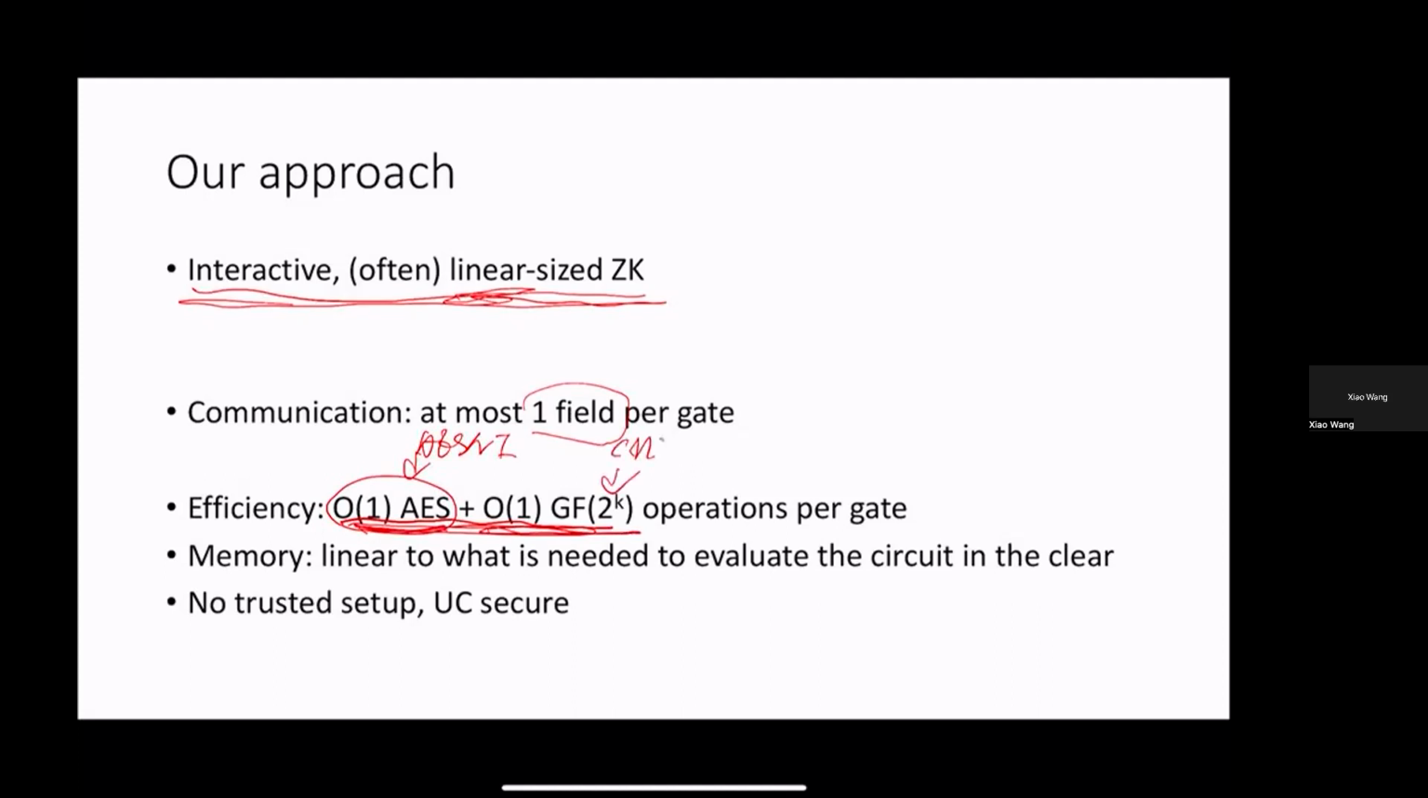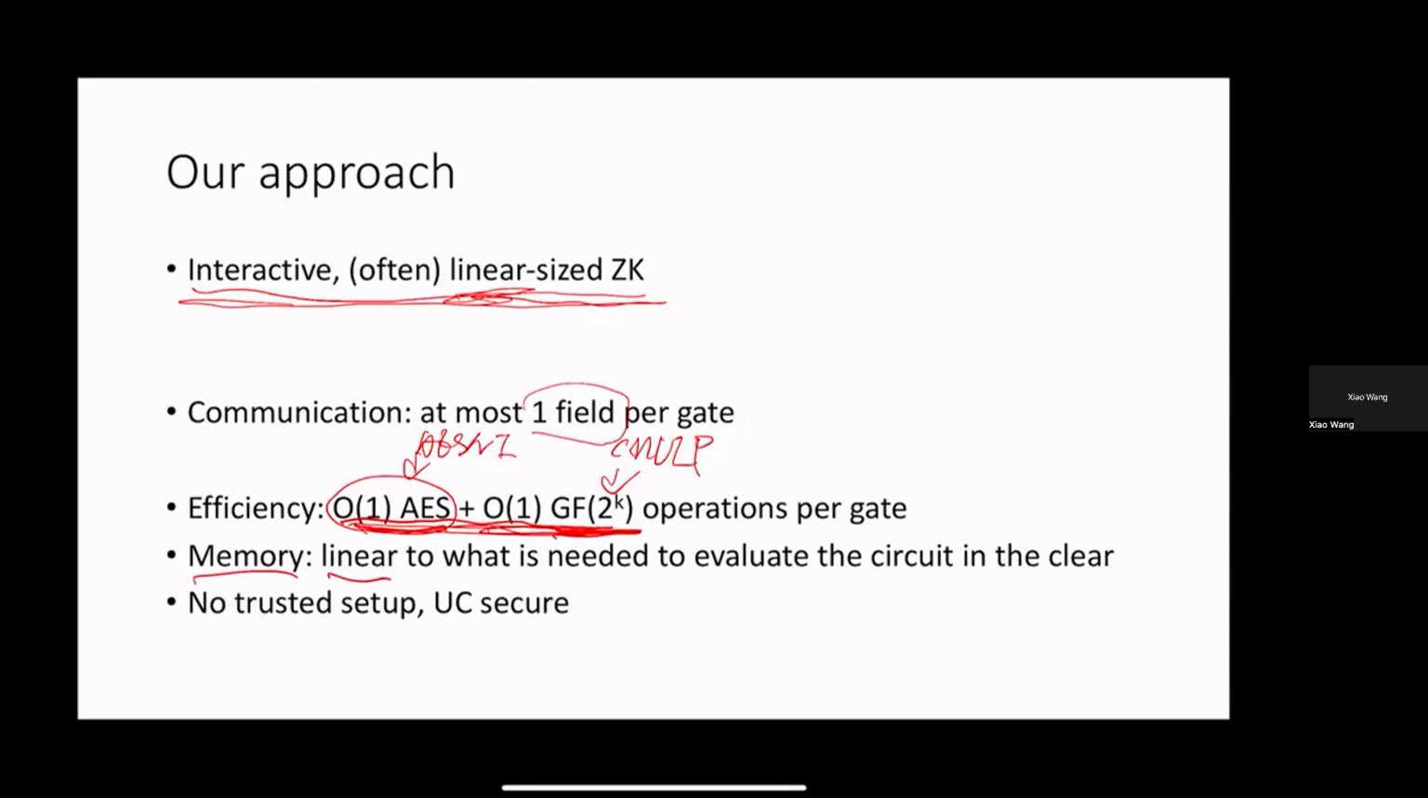There's also a hardware instruction for this type of field extension operation. So essentially, this kind of zero knowledge proof requires a constant number of cycles per gate in terms of the CPU cost. Okay, so that's very nice. The efficiency is very fast. And in terms of the memory, it is linear to what is needed to evaluate the circuit in the clear. It's not linear to the circuit size.